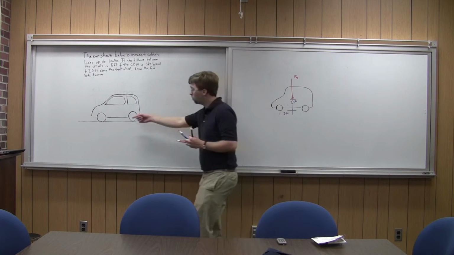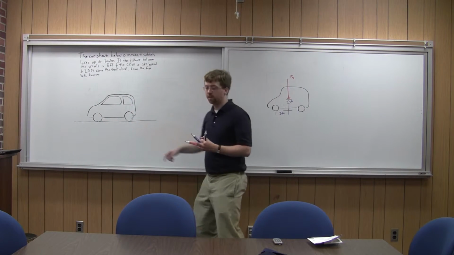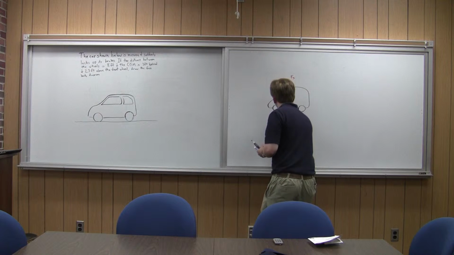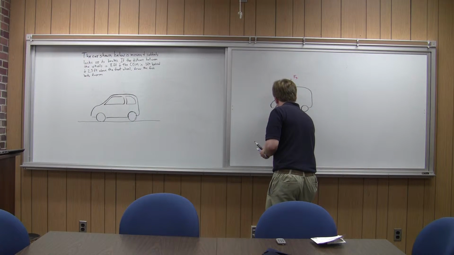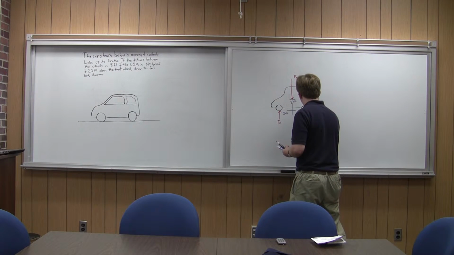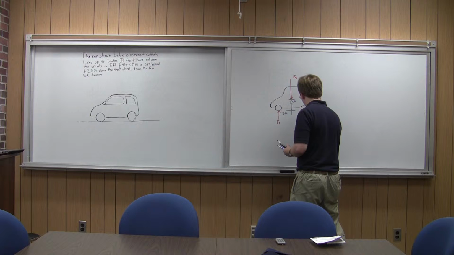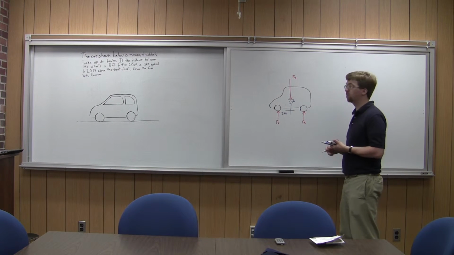We also have normal forces, so there's 2 points of contact. You'll notice when the car is rolling along, I've got a point of contact at the front wheel and a point of contact at the rear wheel. So here I'm going to draw in F sub F for the front wheel normal force and F sub R for the rear wheel normal force.